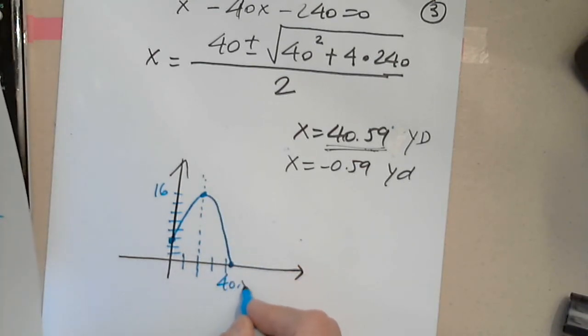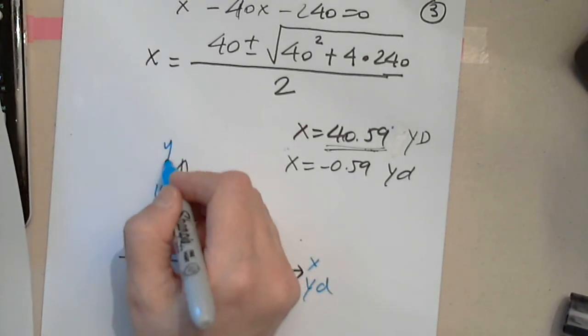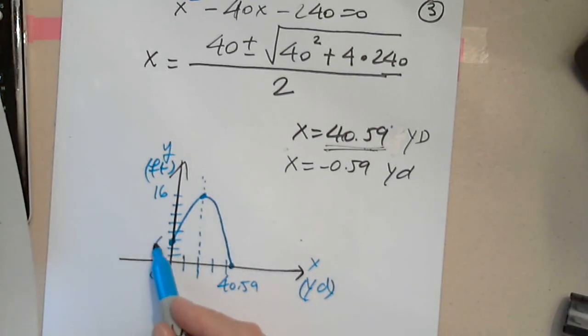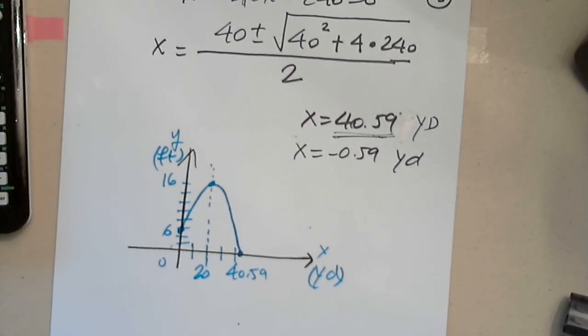So this is 40.59, and this is in yards, and this is X, and this is Y, and it's in feet, and this is 6, and this is 20. So this is the graph, and obviously it's a parabola. There is no point in graphing the other X-intercept, because he's standing here, he's throwing.